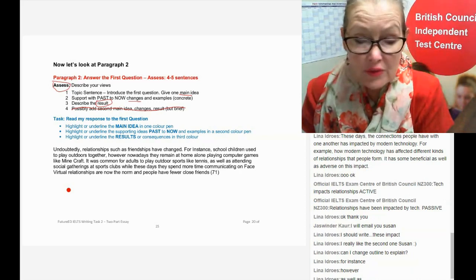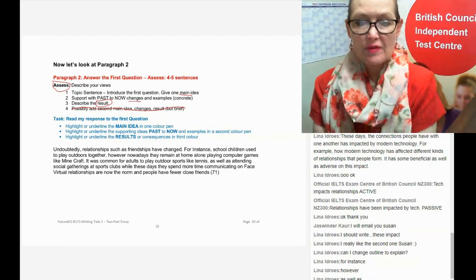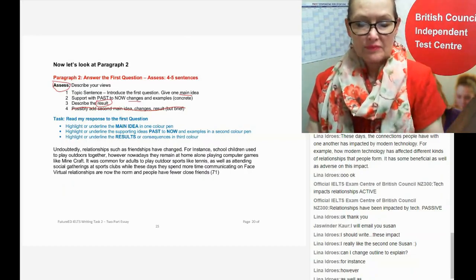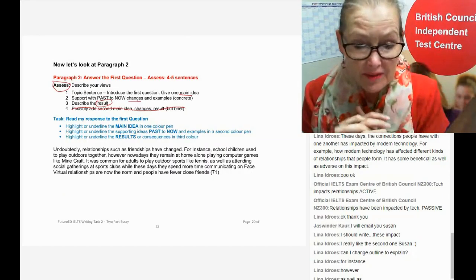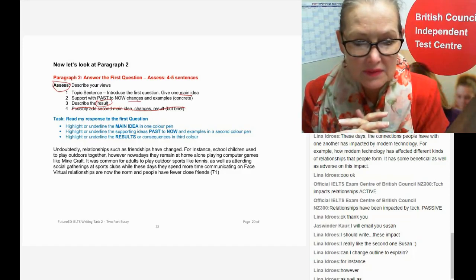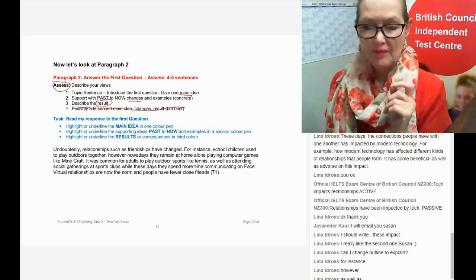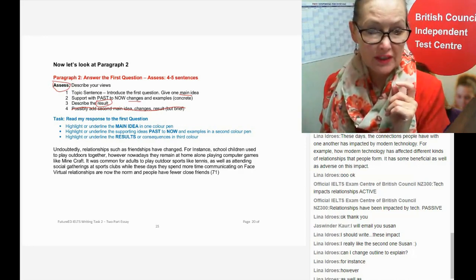What I want you to do is circle the 2 linking words that link the sentences there. So first of all, circle your linking words.